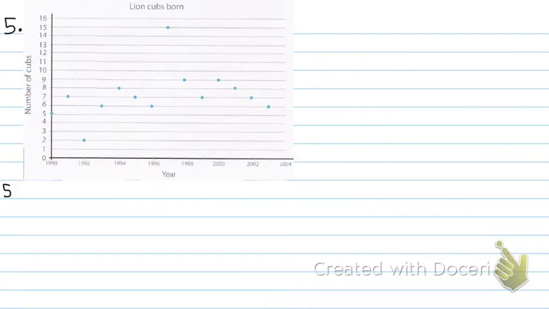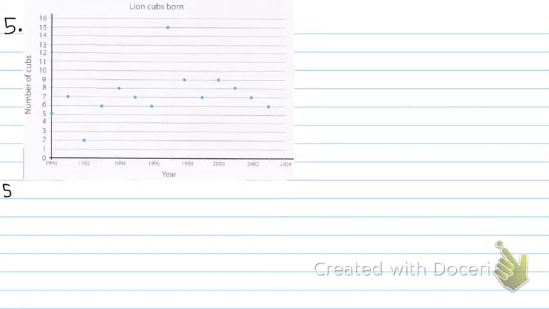Number 5. Number 5 has a graph. It says, consider the graph below. The lion cubs born, number of cubs, and the year. Okay, so we see it goes from 1990 to 2003. 2004 doesn't have a dot, so that's not really included in the graph.